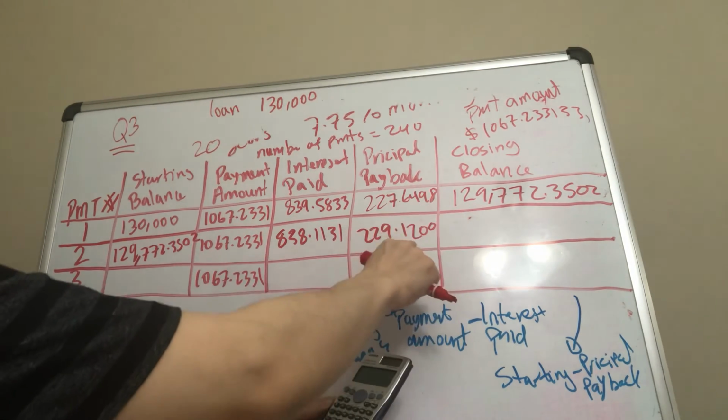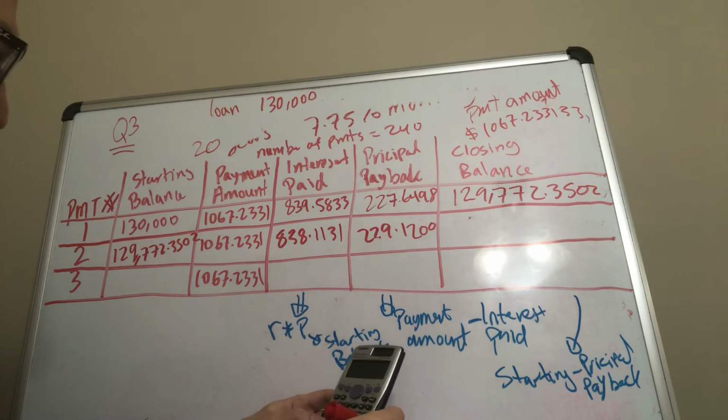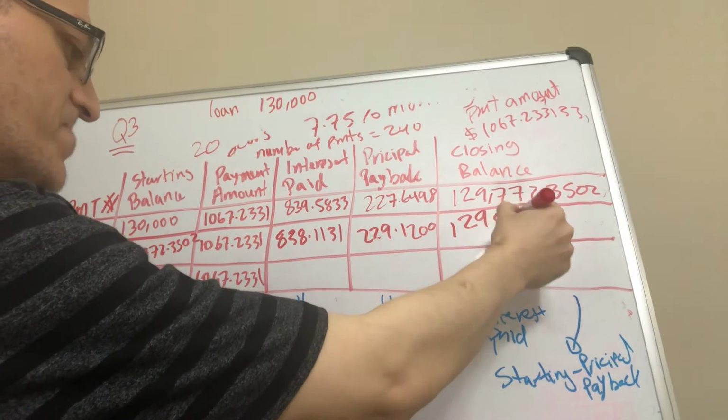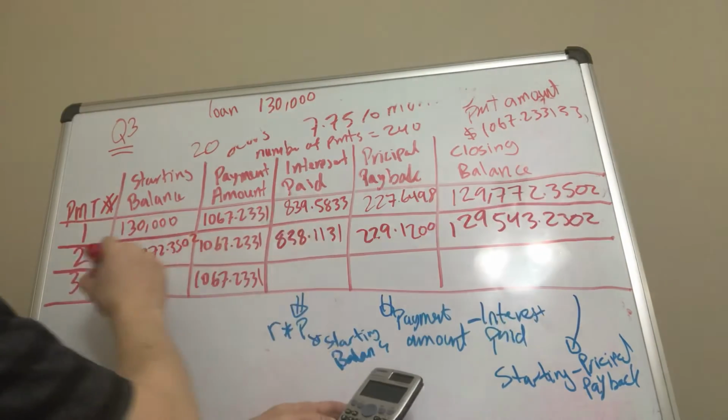So your closing balance would be whatever you open with minus payback. So 129,772,3502 minus 229,1200. You close at 129,543,2302, and that would be the opening here.